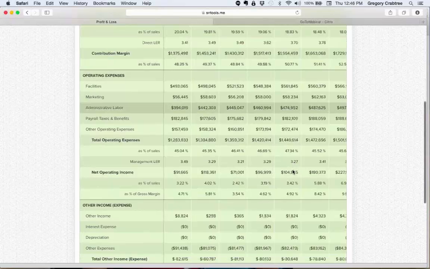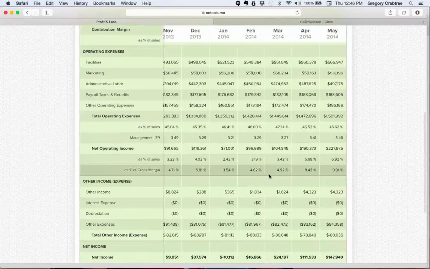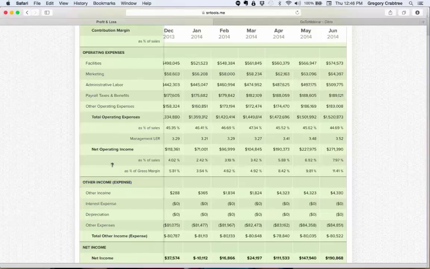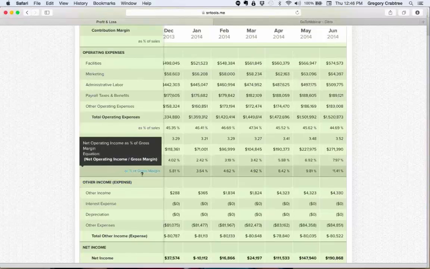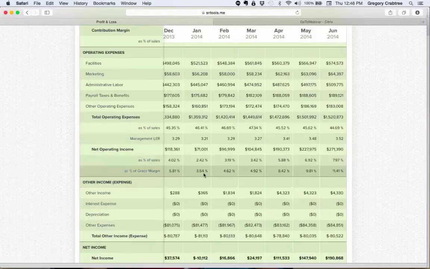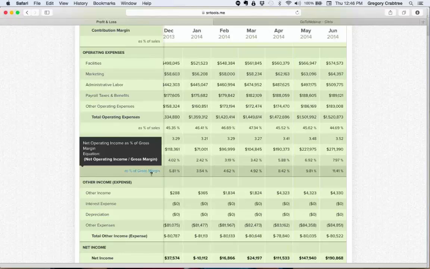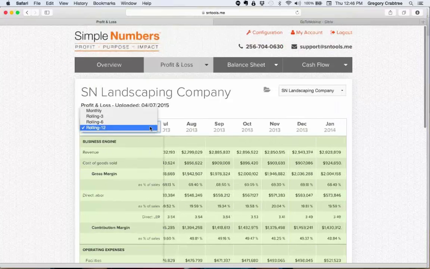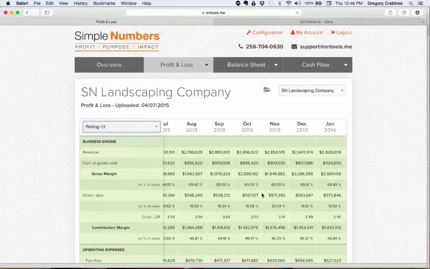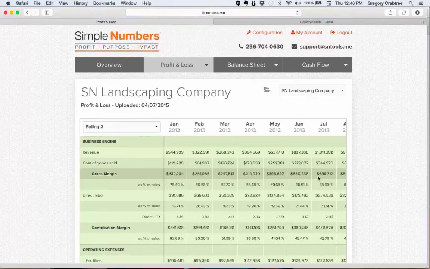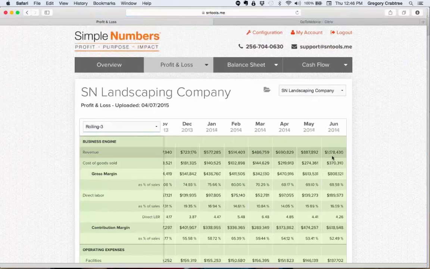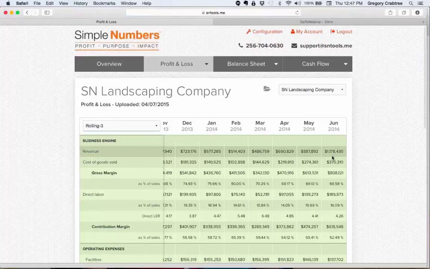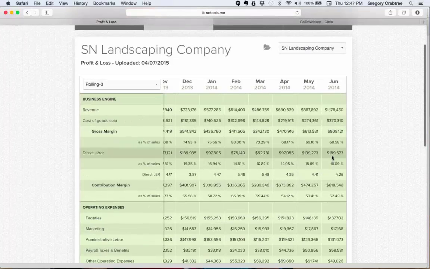So you can always see, and the other thing that we look at here is that we also give you net operating income as a percentage of gross margin. If you're the kind of business like the distributor type business, you actually want to look at your business in that regard. You can quickly toggle between rolling 12 and, one of the things we like, a rolling 3. In the rolling 3 presentation, what's really neat is that if you've made recent changes in your business, you can see how that productivity has really improved.